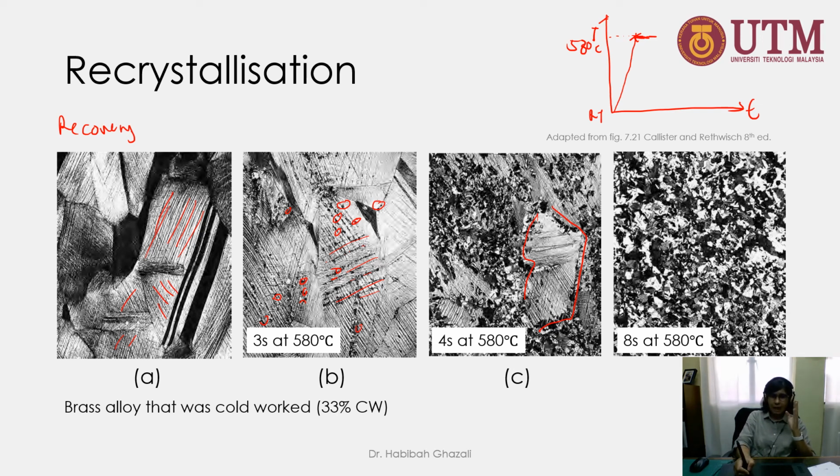But if you hold it for 8 seconds, you can see that the whole parent microstructure has been consumed by the new grains. So the grain size is now really small. It comes from the nuclei that nucleated at those tilt angles. So what's going to happen if we keep them at this temperature?